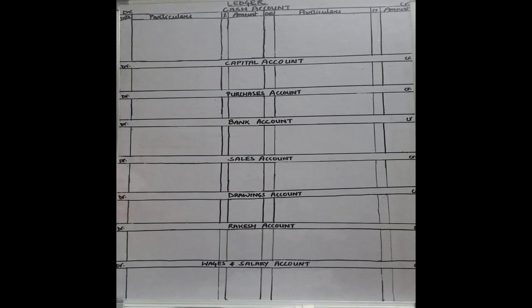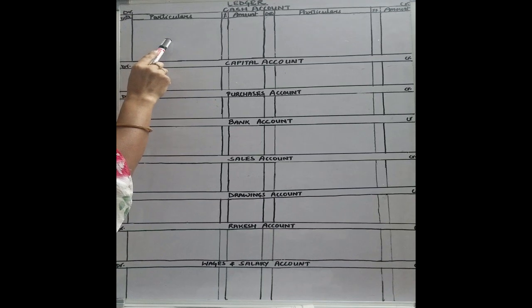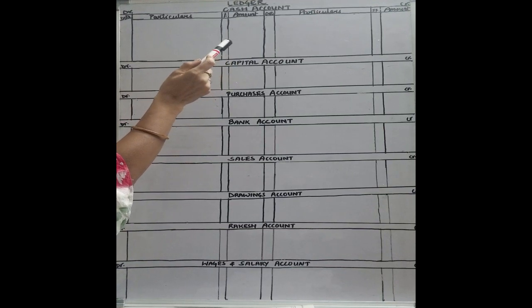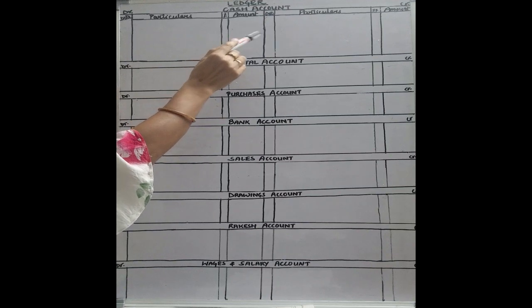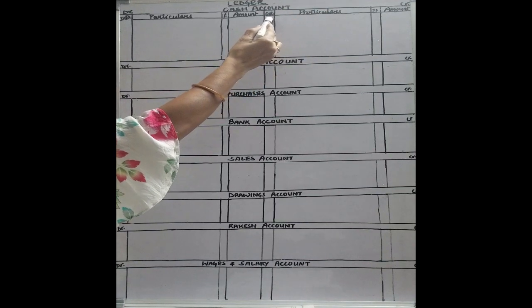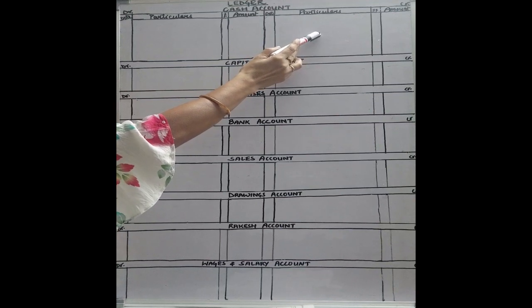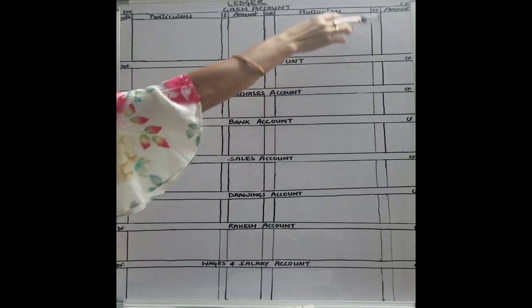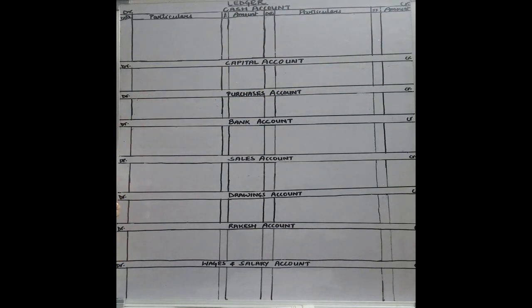As I explained earlier, this is our format of a ledger account. The left hand side of the account is known as the debit side and the right hand side is known as the credit side. On the left hand side, first is the date column, then the particulars column where the reason behind debiting the account will be entered. Then is the journal folio column, which we will leave empty in our questions. Then is the amount column. Then on the credit side, first is the date column, then particulars where the reason behind crediting the account will be entered. Then the journal folio column and then the amount column of the credit side.